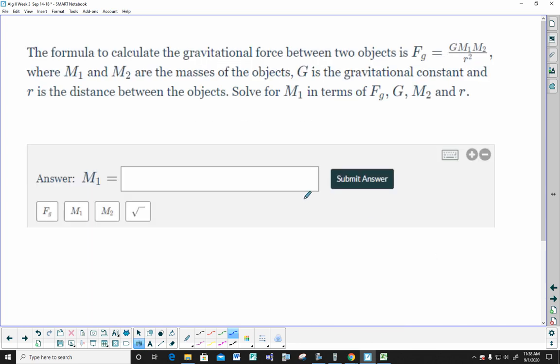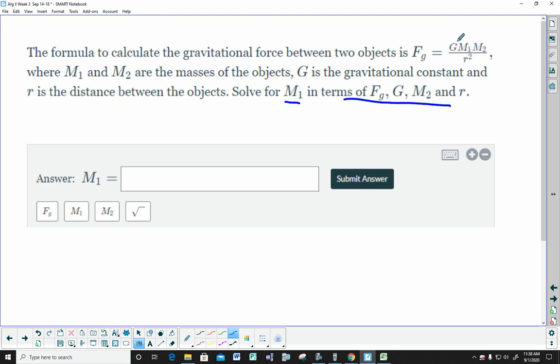Okay, this one's a little more complicated for sure, a little bit of reading. To calculate the gravitational force between two objects, this is the formula that you would use. And you read those as subscripts, M sub 1, M sub 2, F sub G is how you'd say it. Sub for subscript. Okay. Solve for M sub 1 in terms of those letters. Don't let this bug you, in terms of stuff. It just means the other variables. Solve for M sub 1.